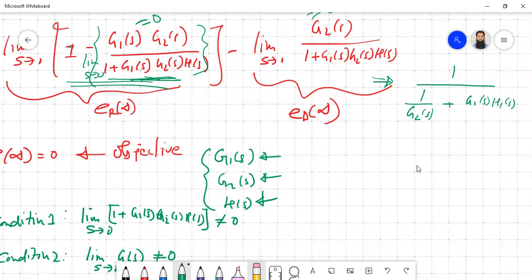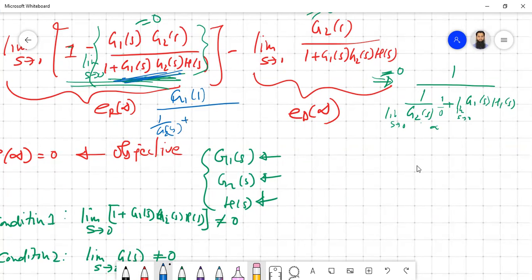We have to apply the limit s tends to zero here as well as here. If G2 becomes zero, then one by zero will be infinity, and one by infinity will be zero. That is good for this term, because we want to make it zero. But the same idea applies to the other term: dividing by G2, we get G1(s) over (1/G2(s) + G1(s)H(s)). This would also become zero, but it has to be one, so that one minus one is zero. That is why the limit as s tends to zero of G2 cannot be zero.